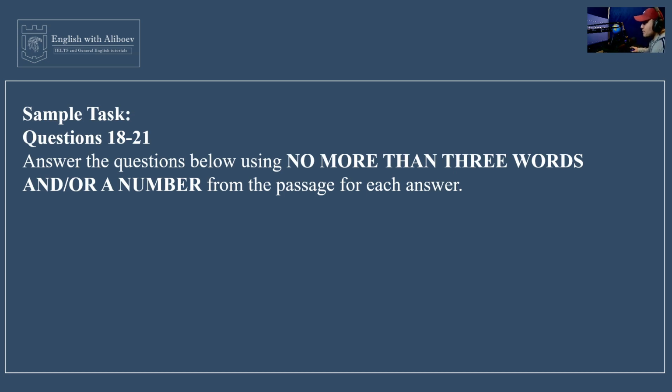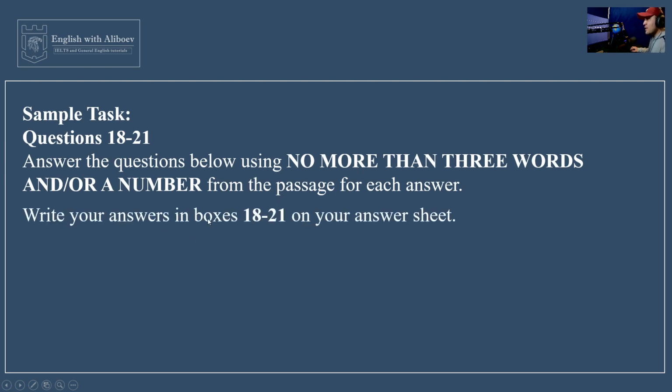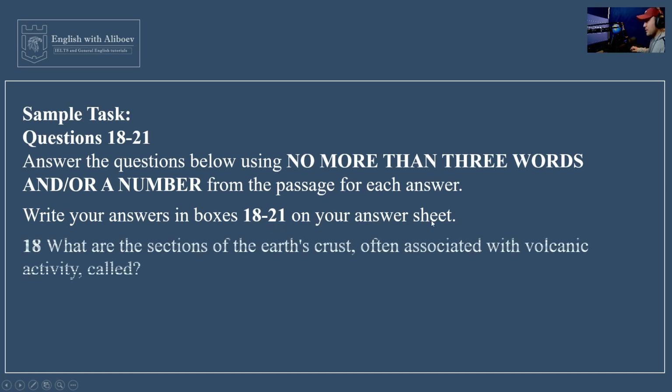So basically what it means is your answer could be a hybrid mix of words and a number, only one number, okay? But it doesn't mean your answer has to contain a number. That's why we have an or slash, okay, from the passage for each answer. Write your answers in boxes 18 to 21 on your answer sheet. That's, I guess, pretty much self-explanatory. I don't think I have to shed any light on this matter.